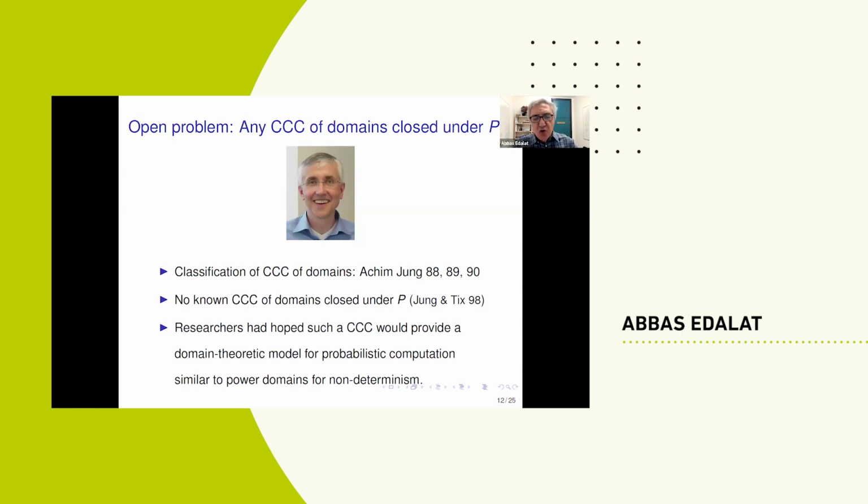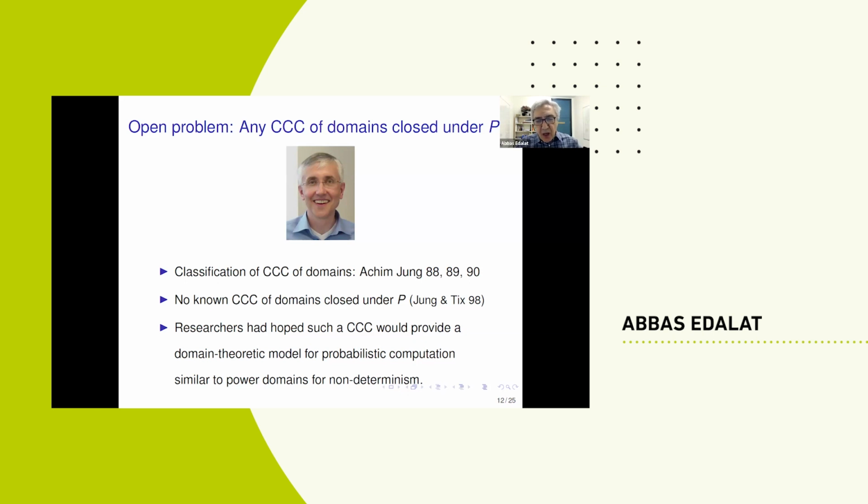So there are no known CCCs, no Cartesian closed category of domains closed under the probabilistic power domain construction. This is the famous Jung-Tix open problem in '98, and this has remained unresolved.